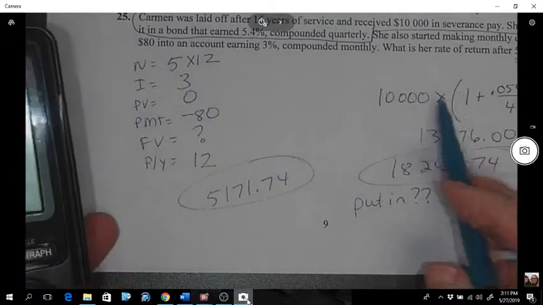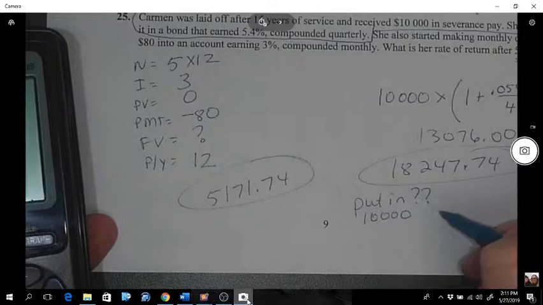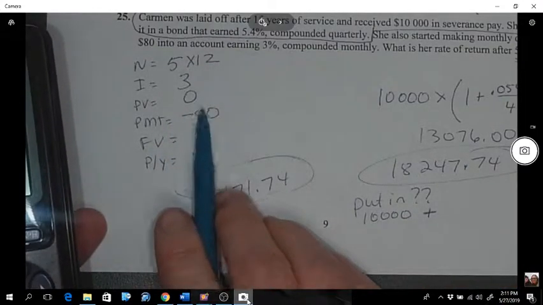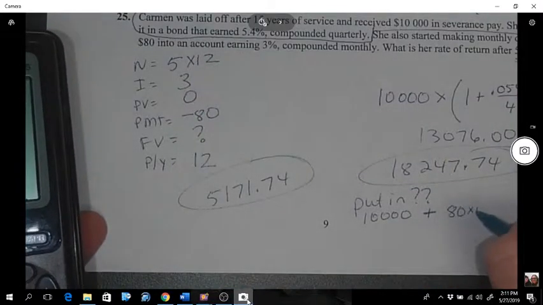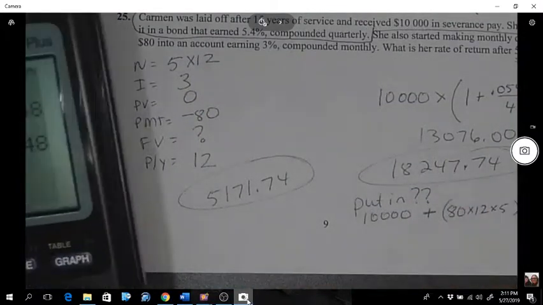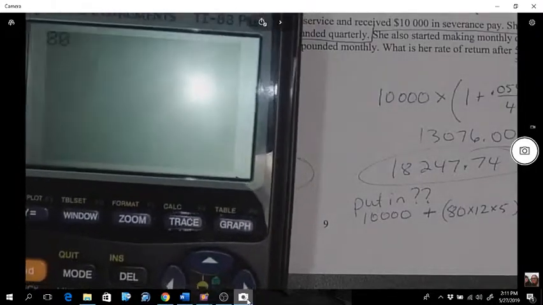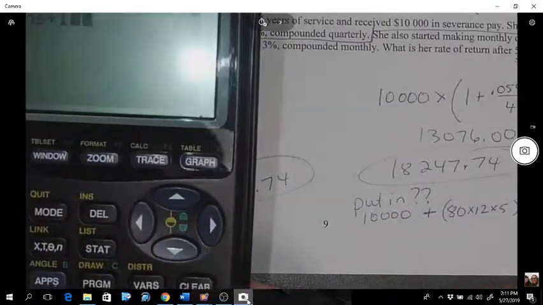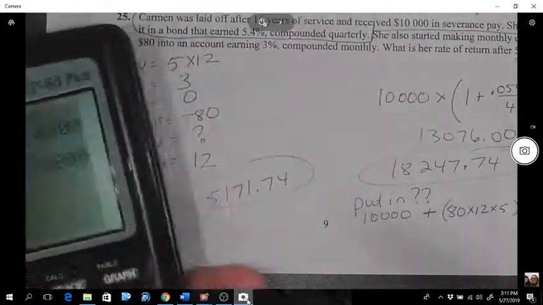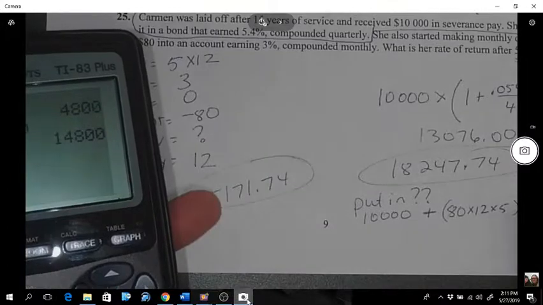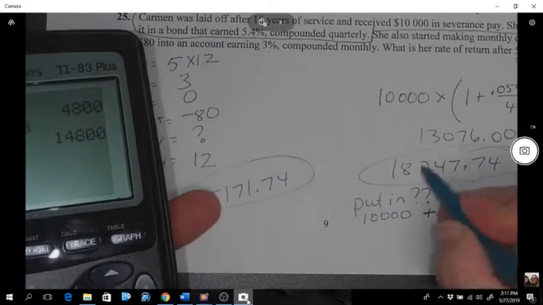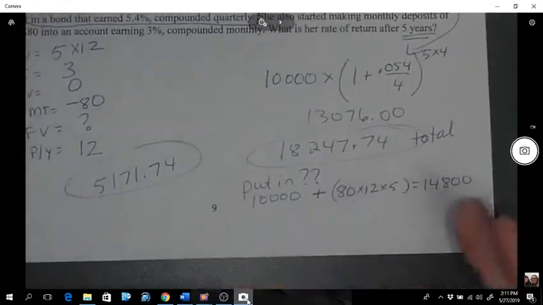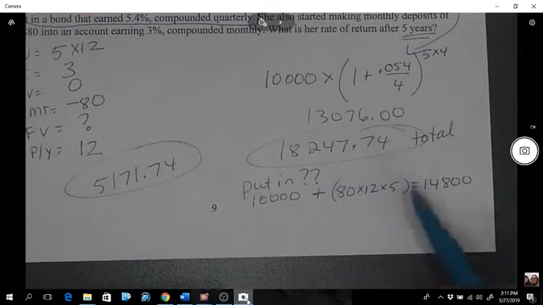Okay, so how much did she put in? She put in 10,000 for this one, and for this one she would have put in $80 each month for 5 years. So she put in 14,800, and she ended up with that.